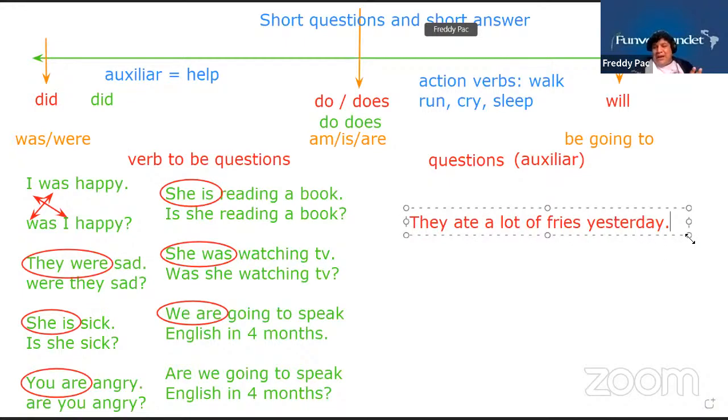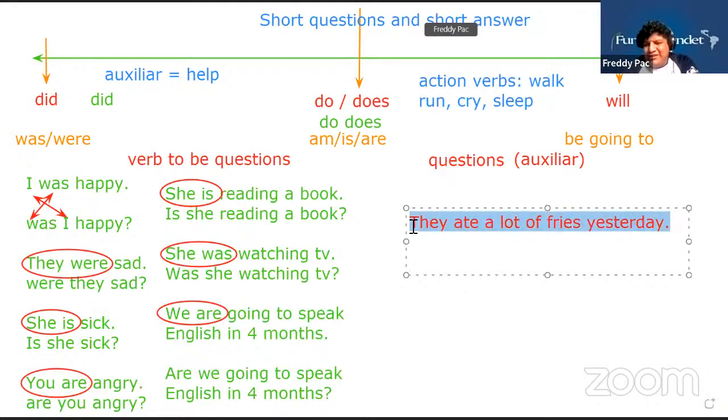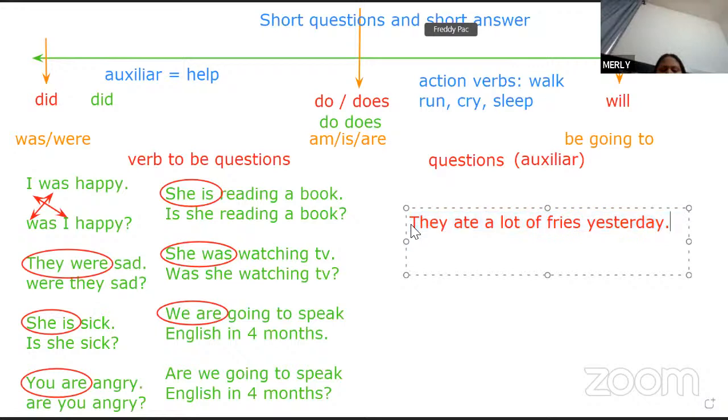But because it is in past, the only thing that we have to change, what is the auxiliary that we are going to use if it is in past? Did. That is the only thing. And then we are going to try to use the same information. So what is the theory, Miss Merly? Can you transform this into a question in past? So first of all, what I would do is copy the sentence. Yes, let's copy the sentence.